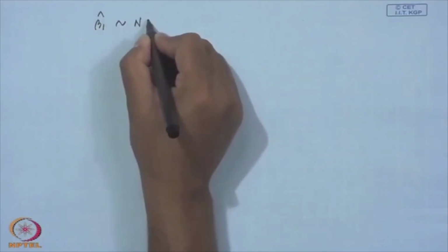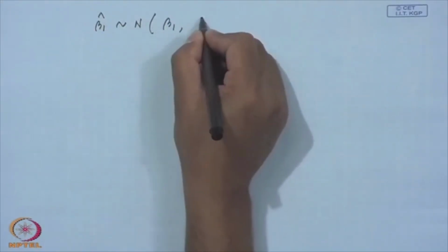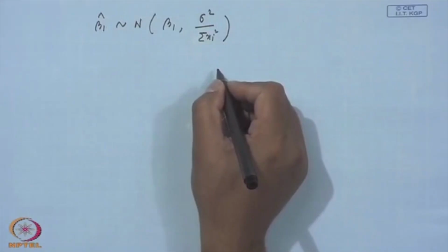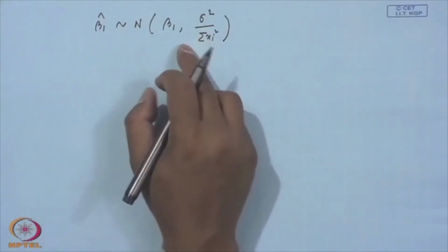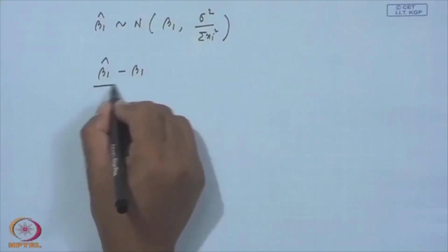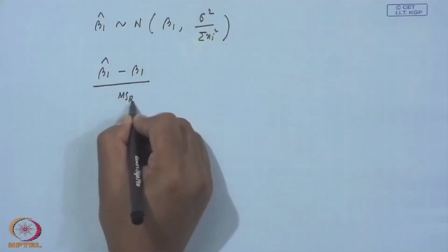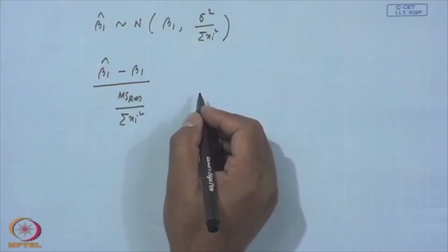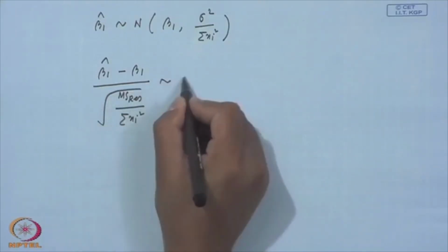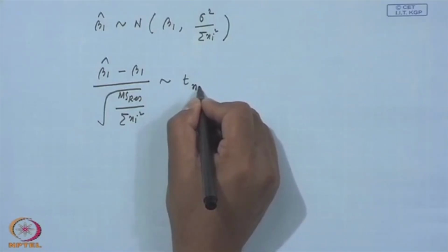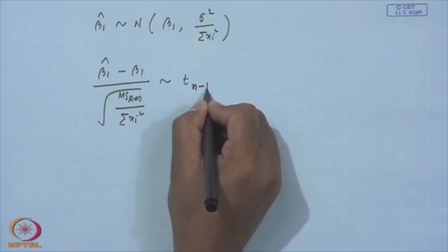Okay. So, beta 1 hat follows normal distribution with mean beta 1 and variance sigma square by summation x I square, and then the usual technique, this minus this by square root of this follows standard normal, and then beta 1 hat minus beta 1 by, if you replace this sigma by M S residual by x I square, then what you get is that this follows T distribution with degree of freedom n minus 1 here. Okay.